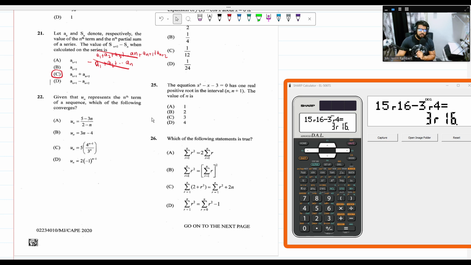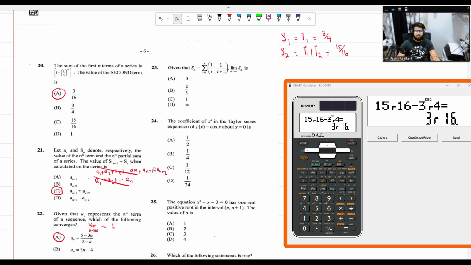Alright, so given that un represents the nth term of a sequence, which of the following converges? We know based on our history with this question, it has repeated twice in a row. If the limit as n tends to infinity is equal to a constant L, then it converges. A is the only one that will approach a constant L.